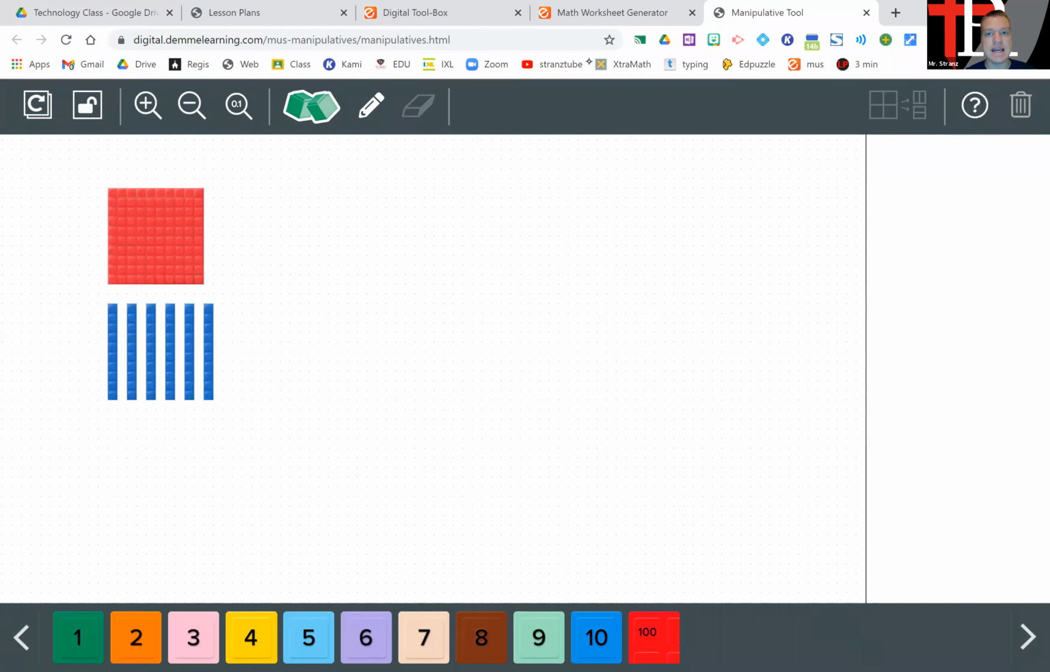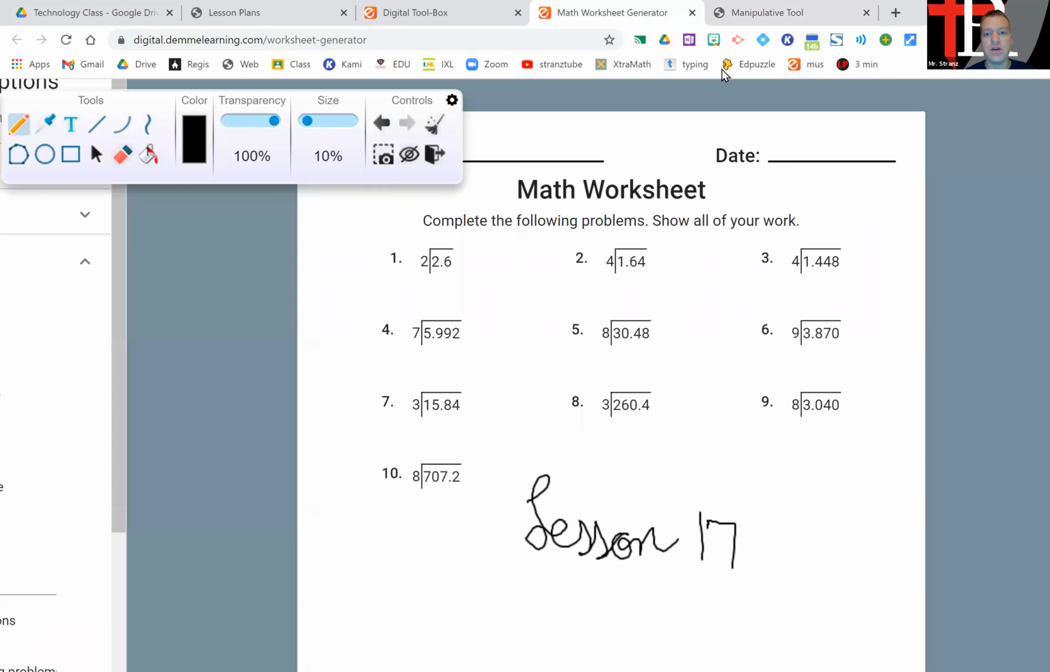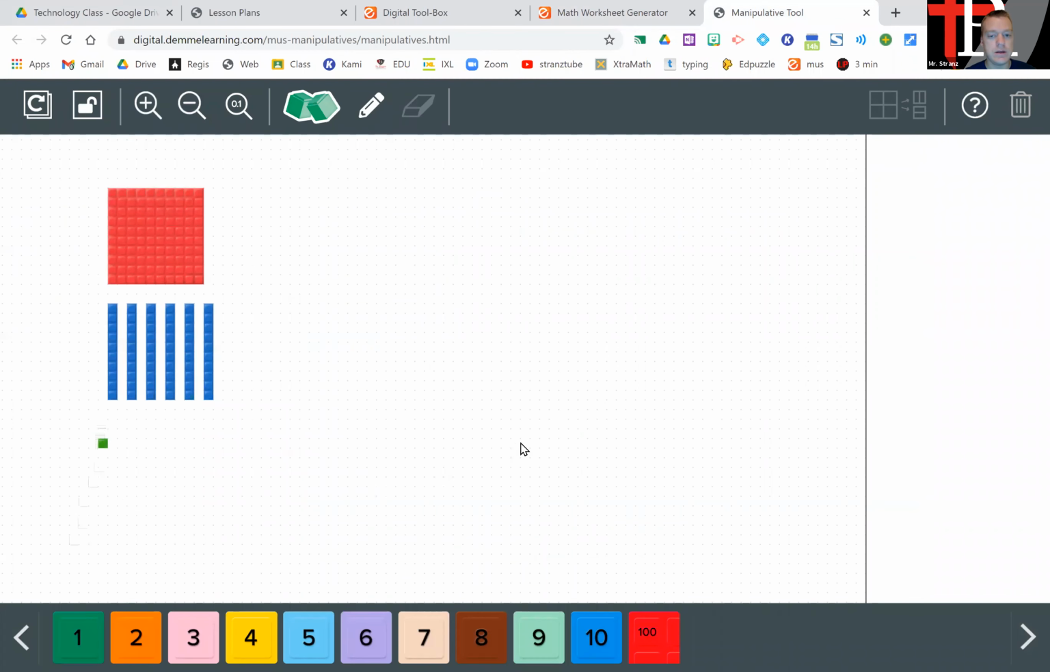Okay, so I got 1, 6 tenths. I still have 4 left. So 4 ones, right? 1, 2, 3, and 4. All right, so this number right here represents 1 and 64 hundredths. Or in other words, you could say that this is 10 tenths, 6 tenths, right, and 4 ones, right? So 164 tenths, you could say, which is 1.64.